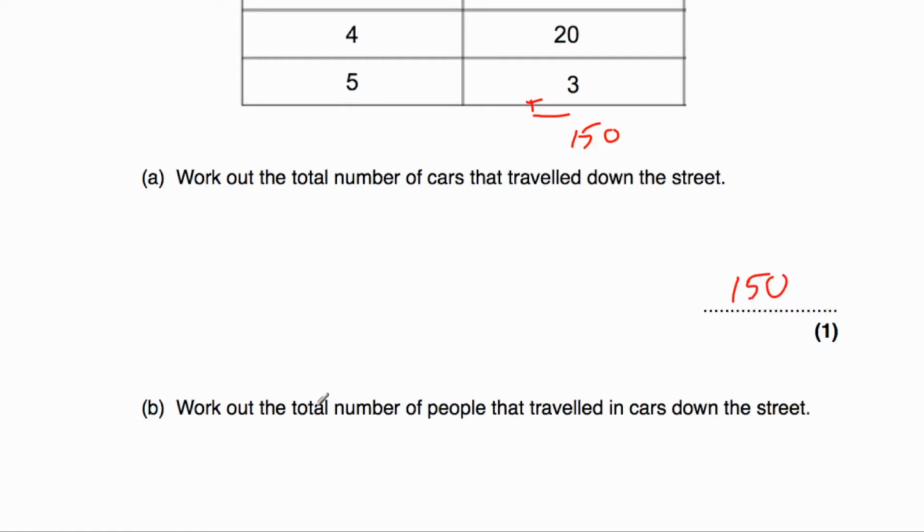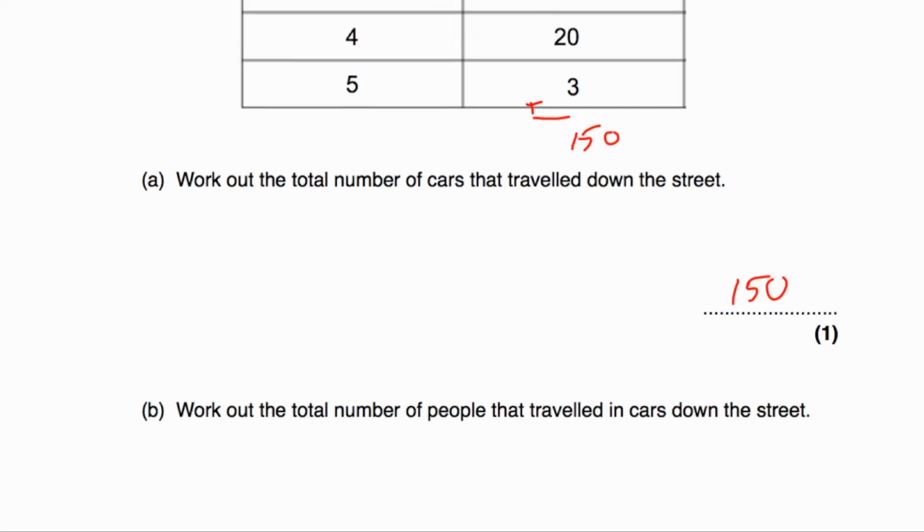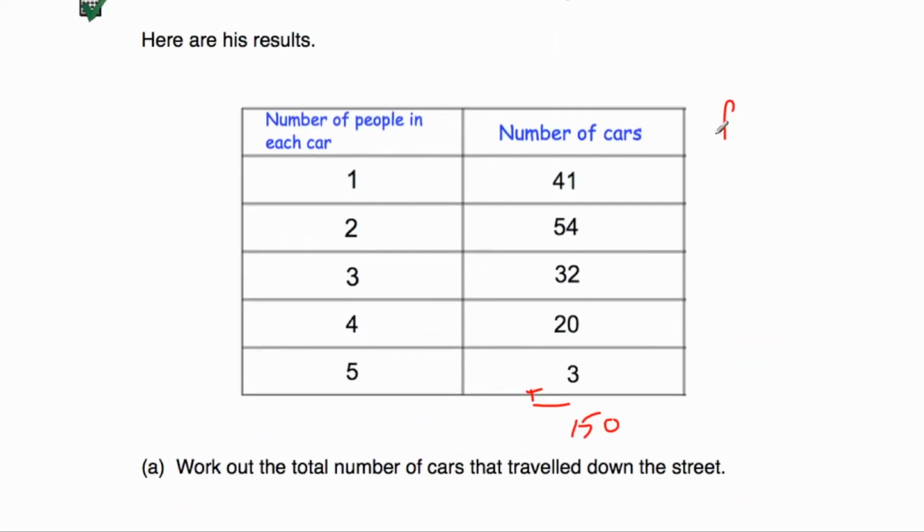Part B says work out the total number of people that travelled in cars down the street. So we want to find out the total number of people that travelled down the street in cars. So we've got our FX column. And in each of these 41 cars, there's 1 person, so that'll be 41 people altogether. So 41 times 1.